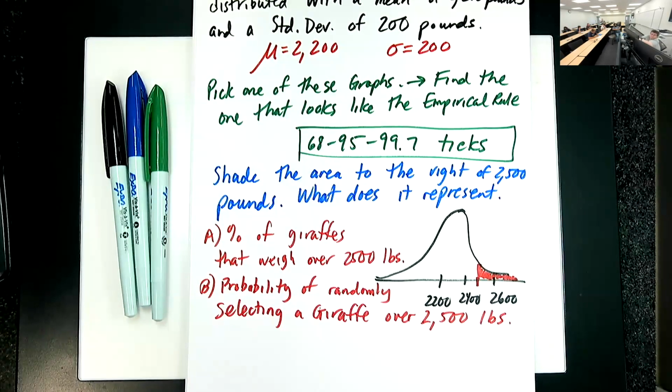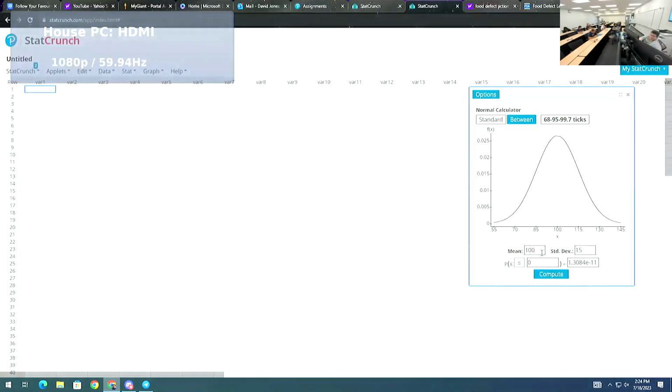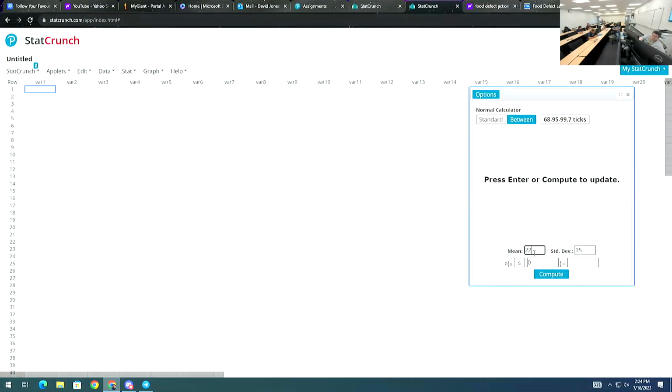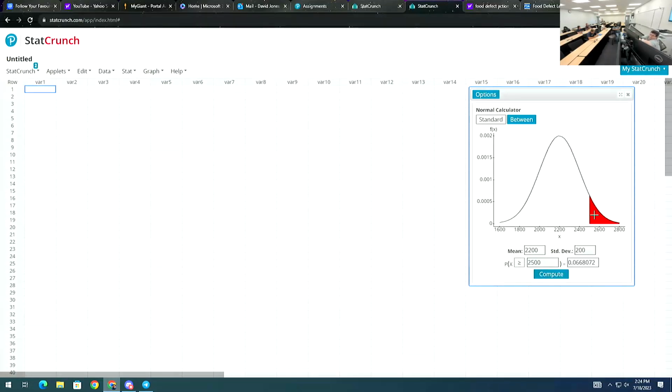Okay. So I'm gonna come over to StatCrunch and I'm gonna put in that 2,200 and that 200, and we wanted the values over 2,500. Notice that kind of looks like what I shaded. And it gives me a value here. I'll switch back to the document camera. But I just wanted to show everybody how to do it.